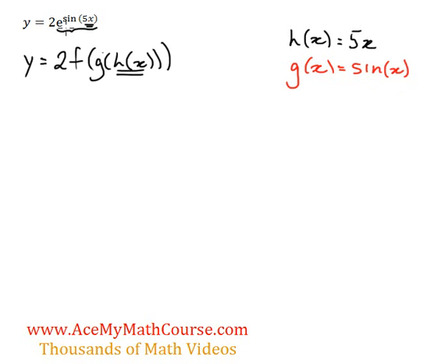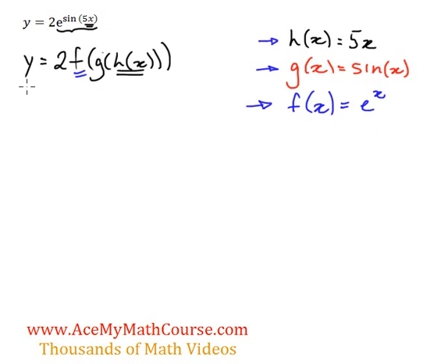And now the outermost function, f of x, will be just outside of the sine function, which was our g of x. And it looks like it will be just e to the power of x. There we go. So if we decompose e to the power of sine of 5x, it's just going to be f of g of h of x. Being that h of x is 5x, g of x is sine of x, and f of x is e to the power of x.